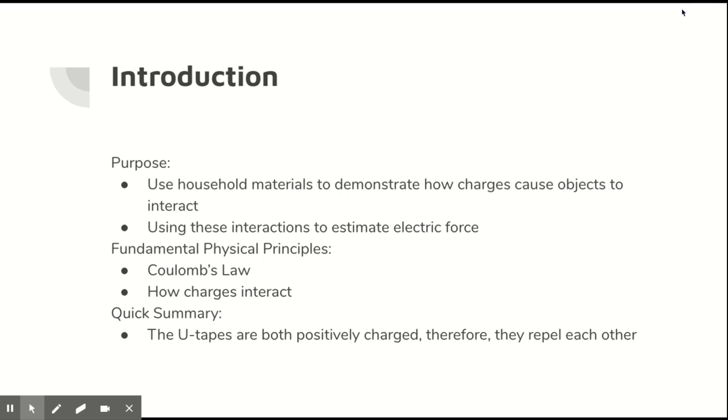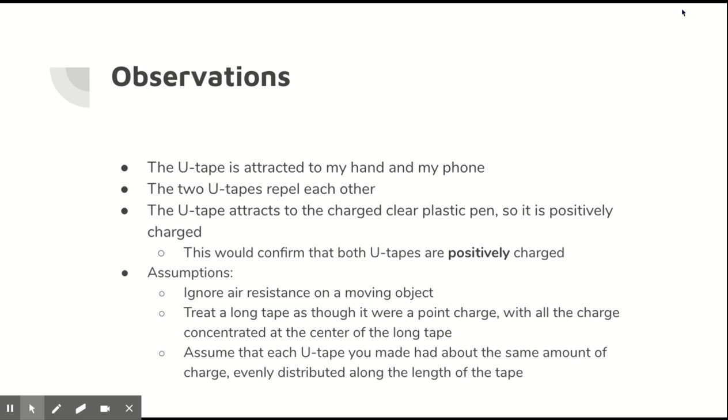A quick summary of my results is that the U tapes are both positively charged because they repel each other. Some observations that I made were that the U tape was attracted to my hand and my phone, which would make sense because it would be attracted to neutral items. The two U tapes repelled each other because they have the same sign charge. The U tapes attracted to the clear plastic pen, so it is positively charged, and this assumption was made from the given information that the plastic pen, when charged, was negatively charged.